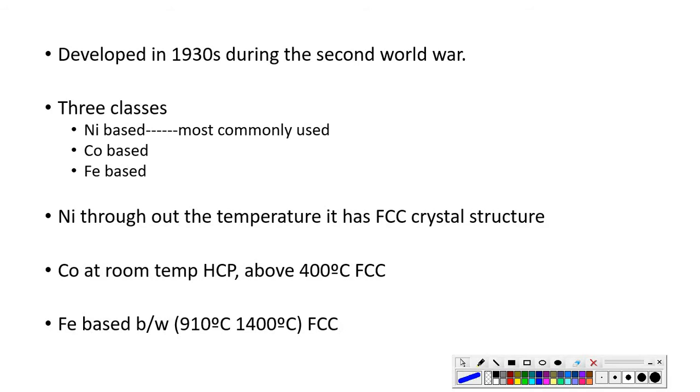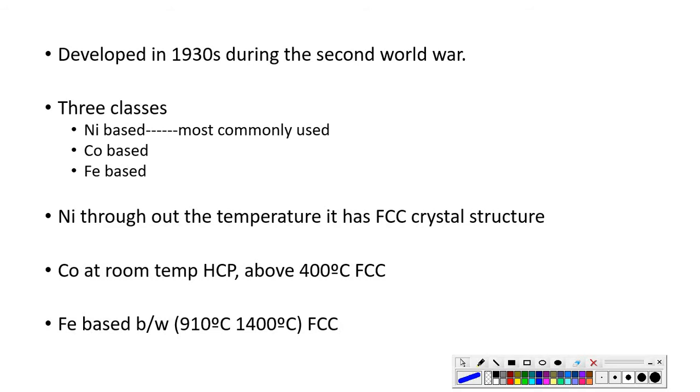So there will be a polymorphism or polymorphic transformation for iron, but such a polymorphic transformation is not shown in the case of nickel. Nickel shows an FCC crystal structure throughout its temperature range. So this FCC crystal structure is very good for higher strength at a high temperature. I will explain that later.